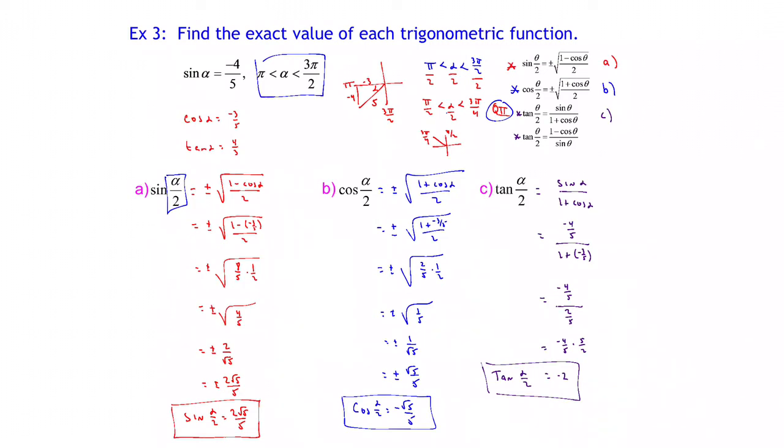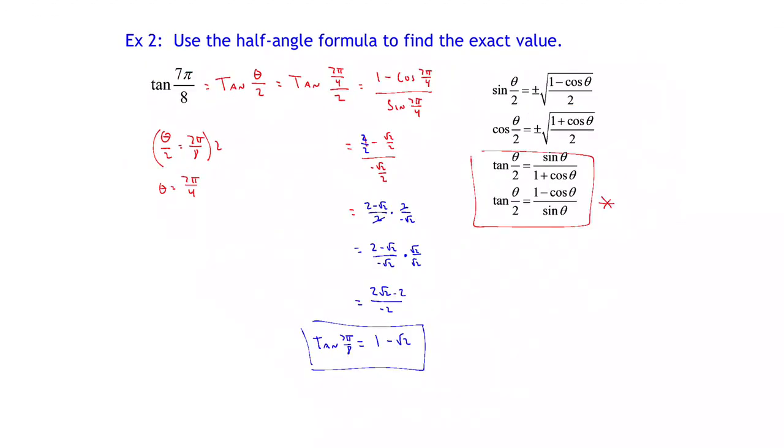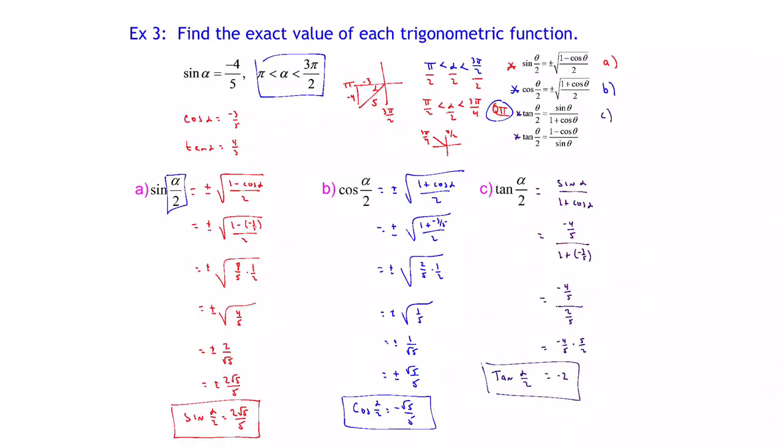And so that is it for half angles. Once again, we found exact values of angles that we're familiar with, but half of them, like 22.5 is half of 45. Same thing with 7 pi over 8 being half of 7 pi over 4. And then we used the idea of a ratio and being able to find the other trig functions to find all three half angles for sine, cosine, and tangent.